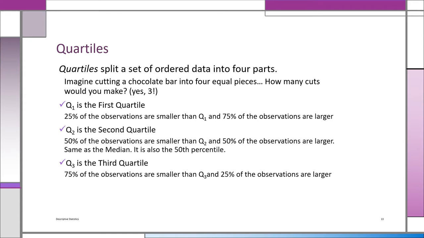Okay, Q1 is the first quartile. What's true of the first quartile? It's actually the 25th percentile. 25% of the observations are smaller than Q1, 75% are larger. That's why another way to see Q1, the first quartile, is as the 25th percentile. Q2 is the second quartile. 50% are below it, and 50% are above it. In other words, it's the median. The second quartile is the median. It's also the 50th percentile. Finally, the third quartile: 75% of the observations are below Q3, 25% of the observations are above it, and that's why you can even call it the 75th percentile.